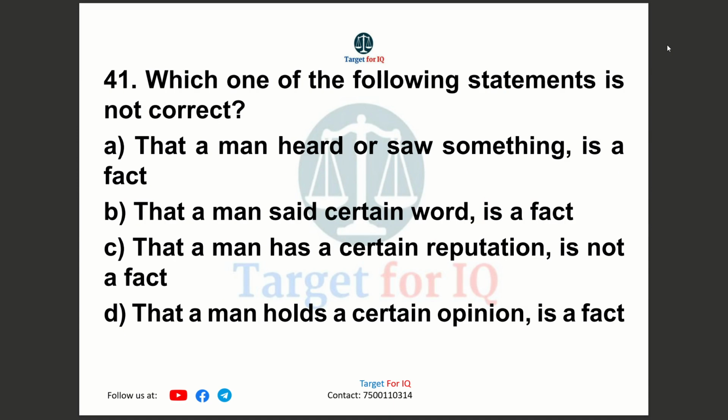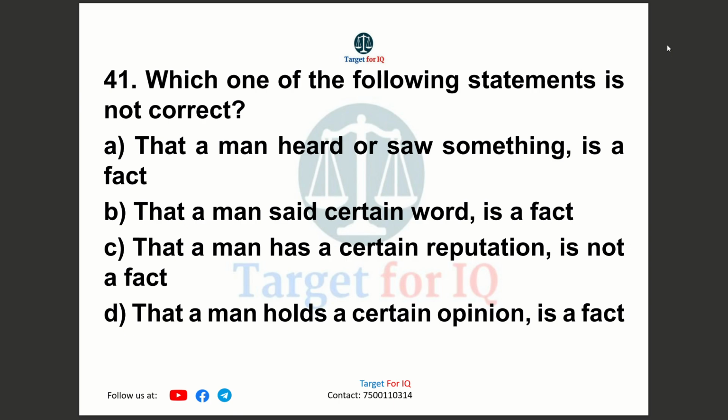Question number 41. Which one of the following statements is not correct? Option A, that a man heard or saw something is a fact. Option B, that a man said certain words is a fact. Option C, that a man has a certain reputation is not a fact. Option D, that a man holds a certain opinion is a fact.